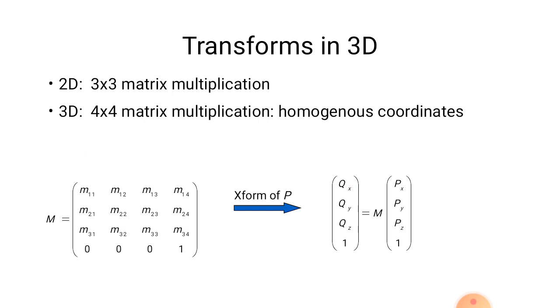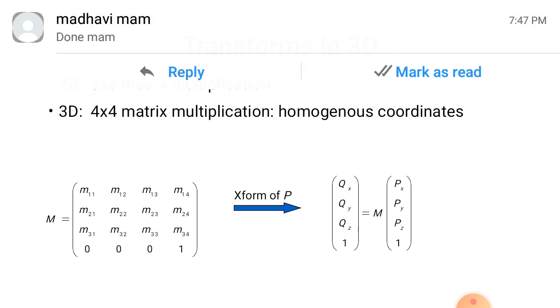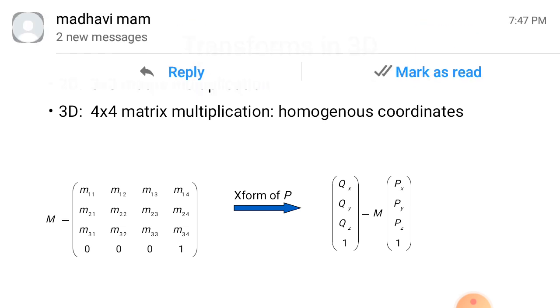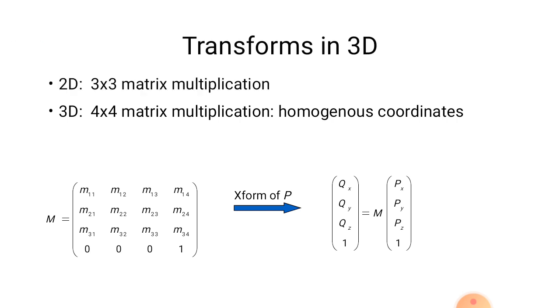In transforms in three dimensions, we have 3x3 matrix multiplication and 4x4 matrix multiplication, that is homogeneous coordinates. The translation, scaling and rotation used for 2-dimensional can be extended to 3-dimensional. In 3-dimensional, each transformation is represented by a 4x4 matrix using homogeneous coordinates, which makes it possible to represent each type of transformation in matrix form and integrate transformations into one matrix.